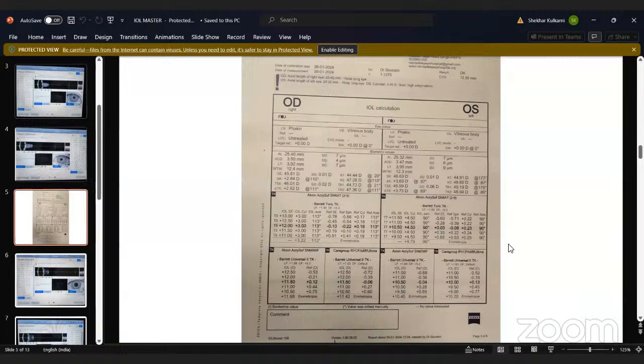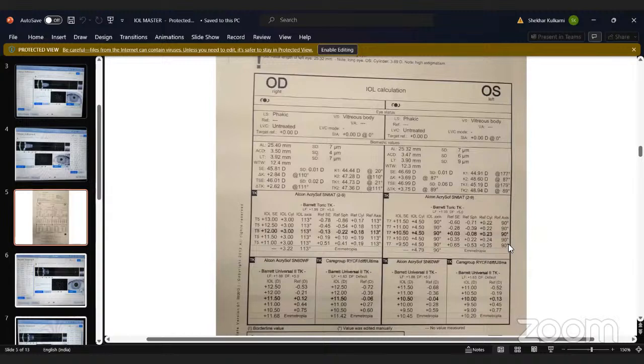So these are some IOL Master scans. Now you can interpret the scan, Nilambika. The eyes are phakic, as we can see. The axial length is 25.4 in the right eye, 25.32 in the left eye. So it indicates that the patient might be myopic.